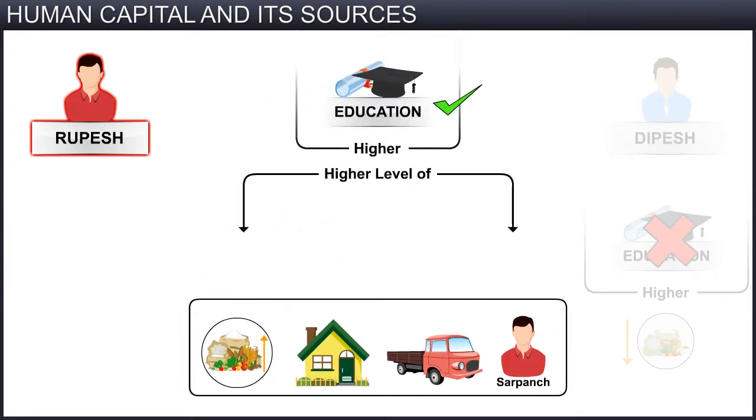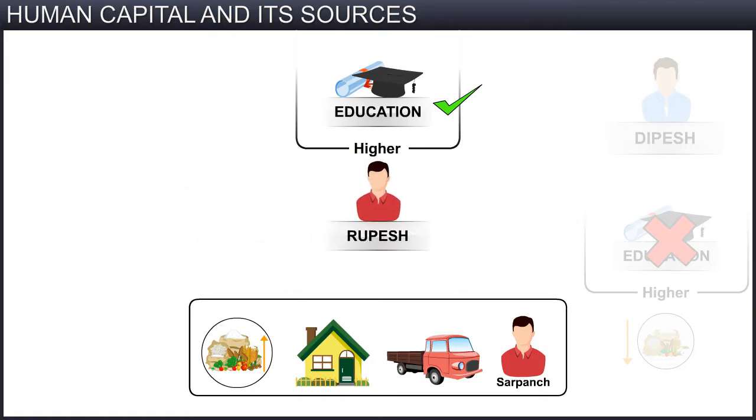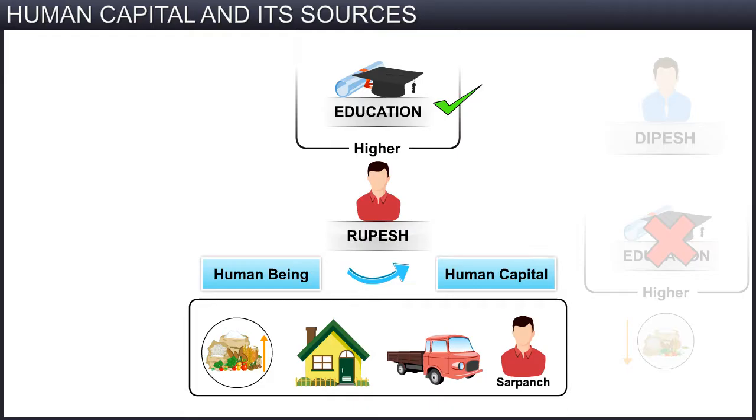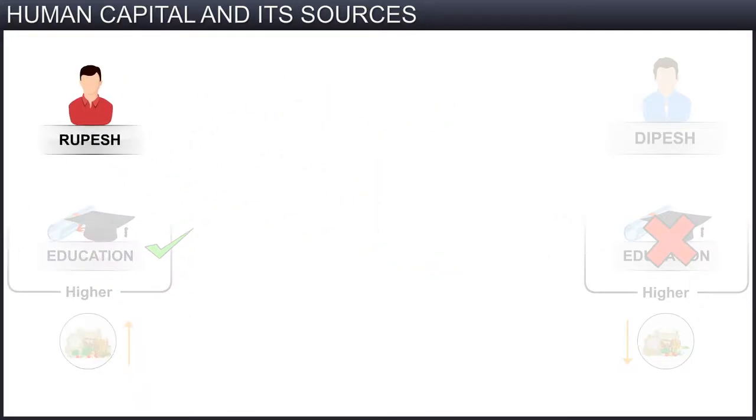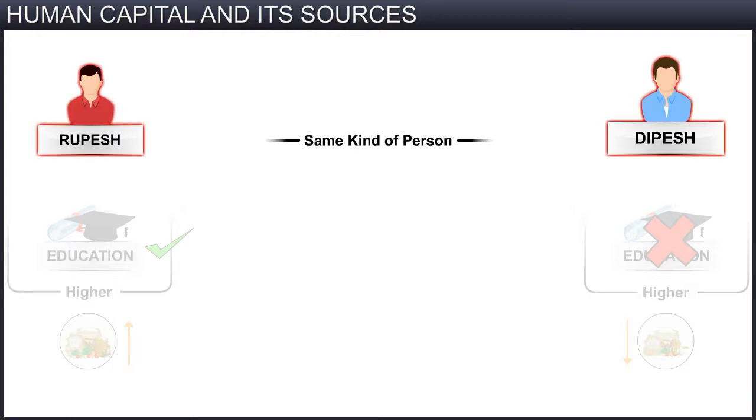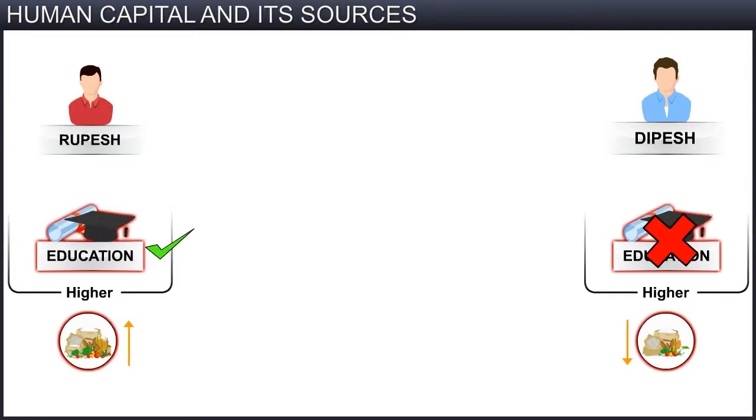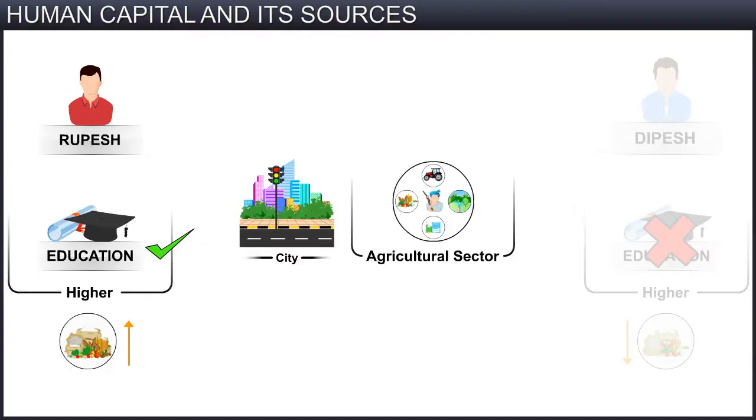Well, it was of course the higher level of knowledge and skills which Rupesh acquired through his further education. This is a prime example of how education can convert a common human being into human capital. It helps them to make better choices in life, employ new technology, innovate, and earn higher levels of income. If you study Rupesh and Deepesh's case, you can see that they were on the same level until Rupesh went on to pursue his degree in the agricultural sector.